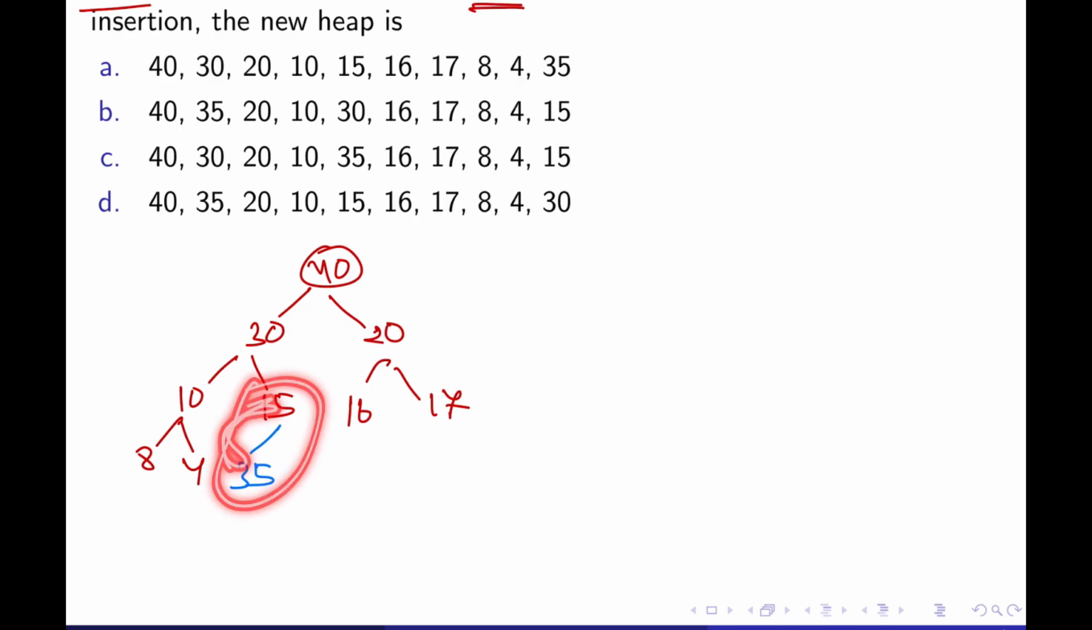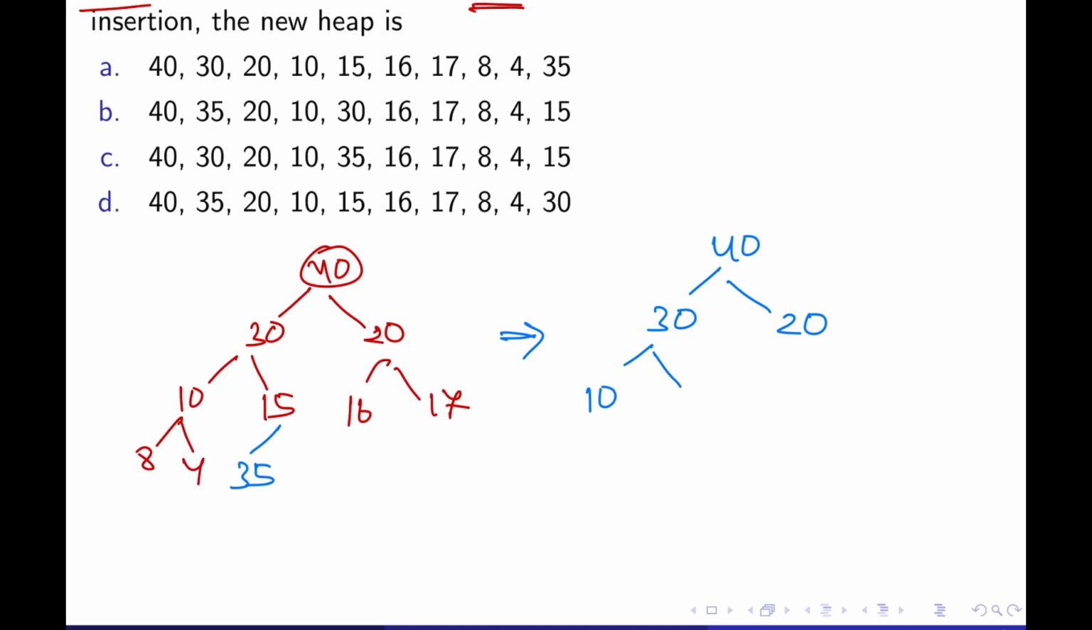Here the heap property is violated, so for that we have to swap. If we swap, this becomes 30, 20, then 10, then this 35 comes here and 15 comes here. For 10 it is 8 and 4, then for 20 it is 16 and 17. Now again we have to check after insertion whether the heap property is satisfied or violated.